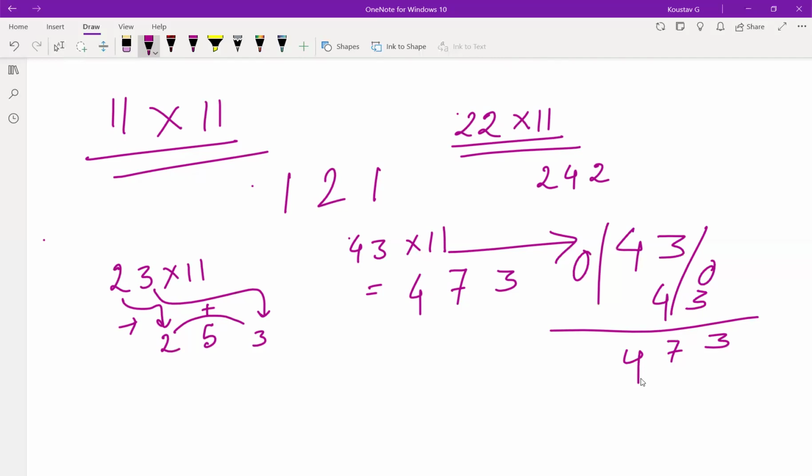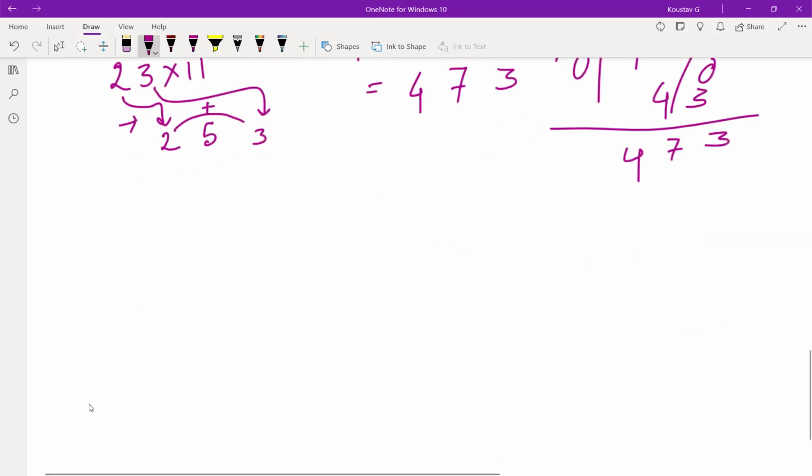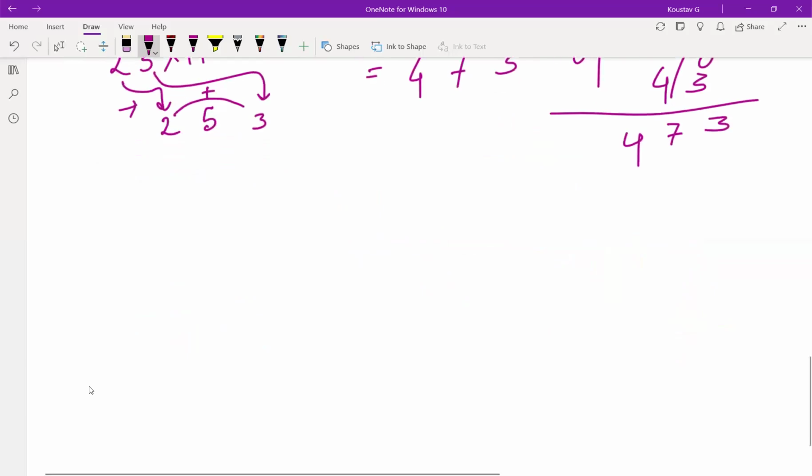So when it is 2 digits, it's easy to do. But when it's 3 or 4 digits, then you can consider a 0 at first and a 0 at last, and then add in that way. So this is the approach I'm telling you.